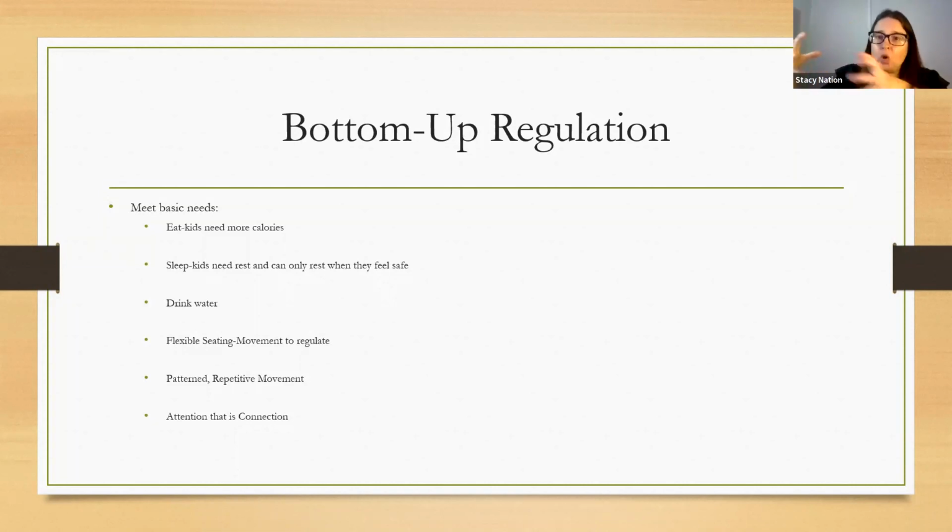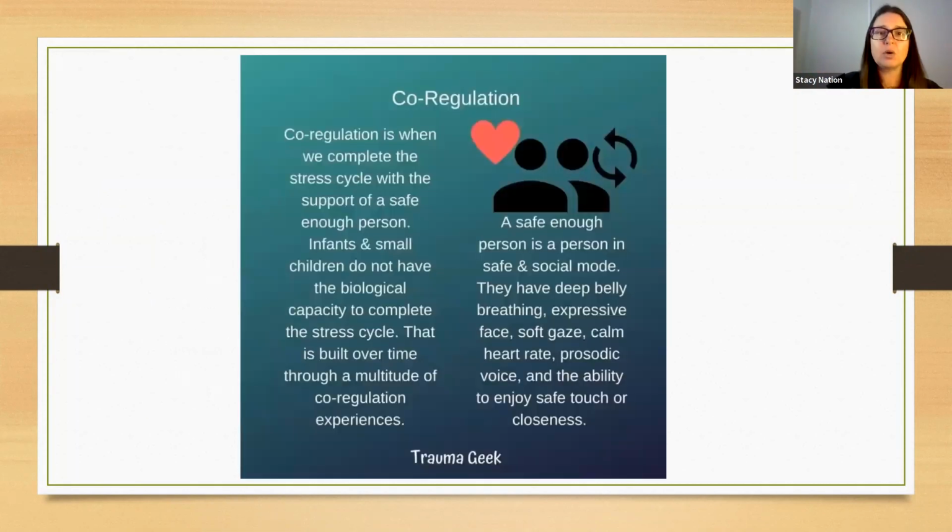They need that co-regulation piece. So co-regulation is when we complete the stress cycle with the support of a safe enough person. Infants and small children do not have the biological capacity to complete the stress cycle, okay? That is built over time through a multitude of co-regulation experiences.